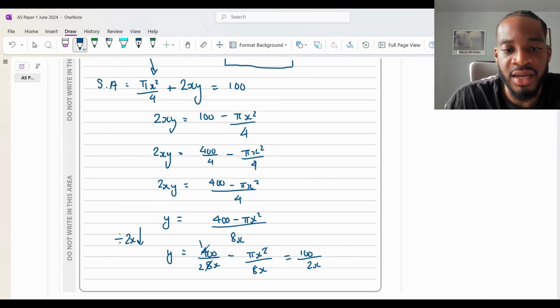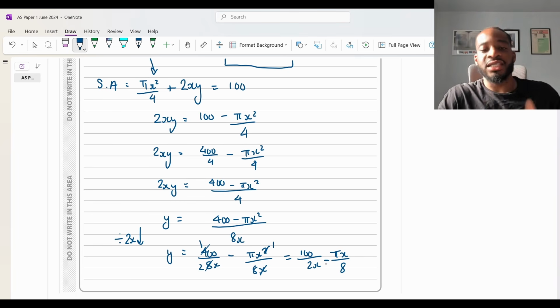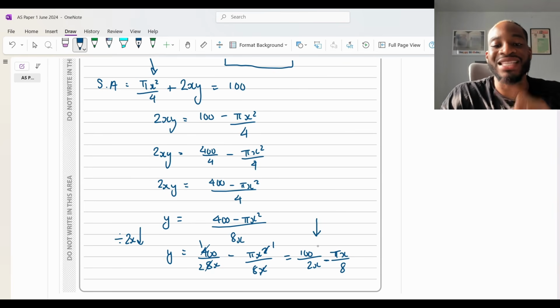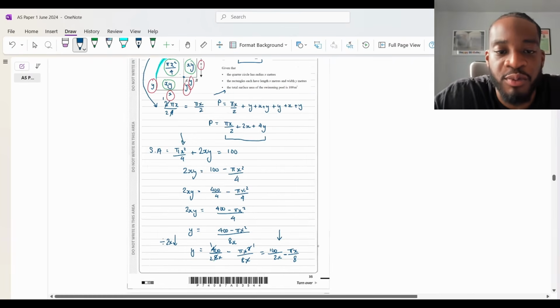And then this one, I can drop an x there, cross that out. That's just going to be pi x over 8, isn't it? And then we could put a minus in there. So that is an expression for y, this thing right here. And now I'm going to substitute this into the expression for the perimeter.